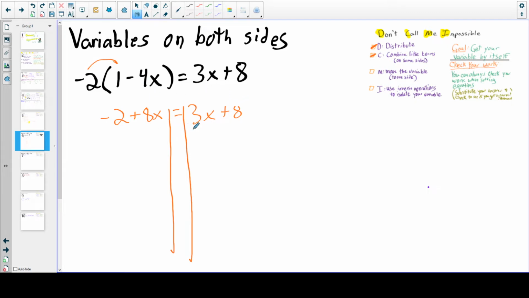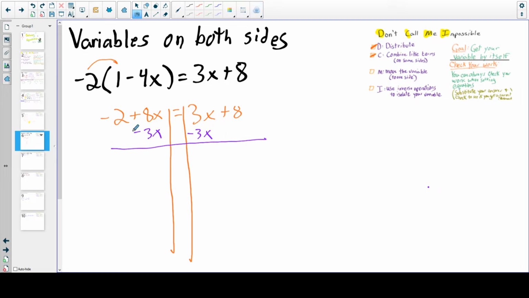So I like to move, actually let me say this first. You could either bring the 8x to the right-hand side, or you can move the 3x to the left-hand side. Regardless of what you do, so long as you're using inverse operations, you will never make a mistake. However, I've found that it's a lot easier to move your variable to one side and make sure that it's positive. So, with that being said, I am going to move the 3x to the left-hand side. So the opposite of a positive 3x is minus 3x.